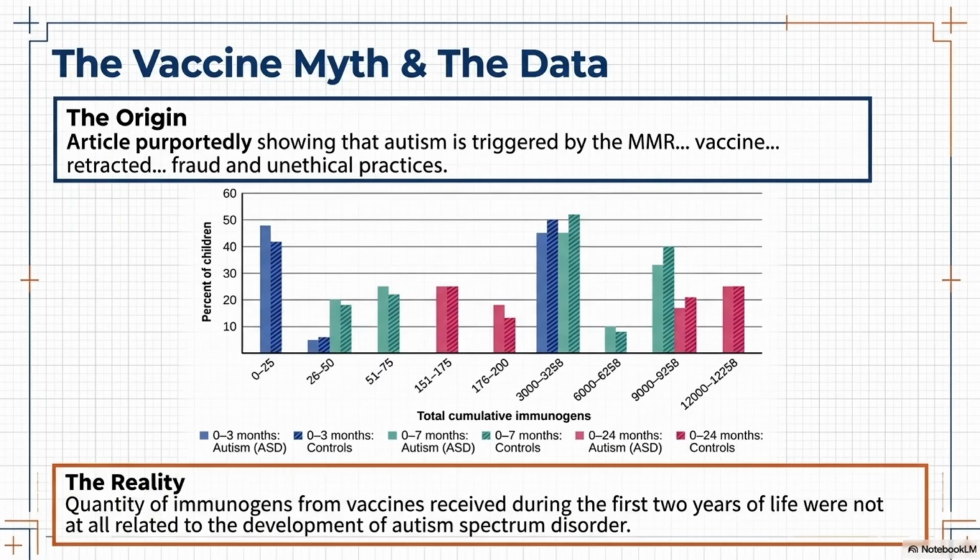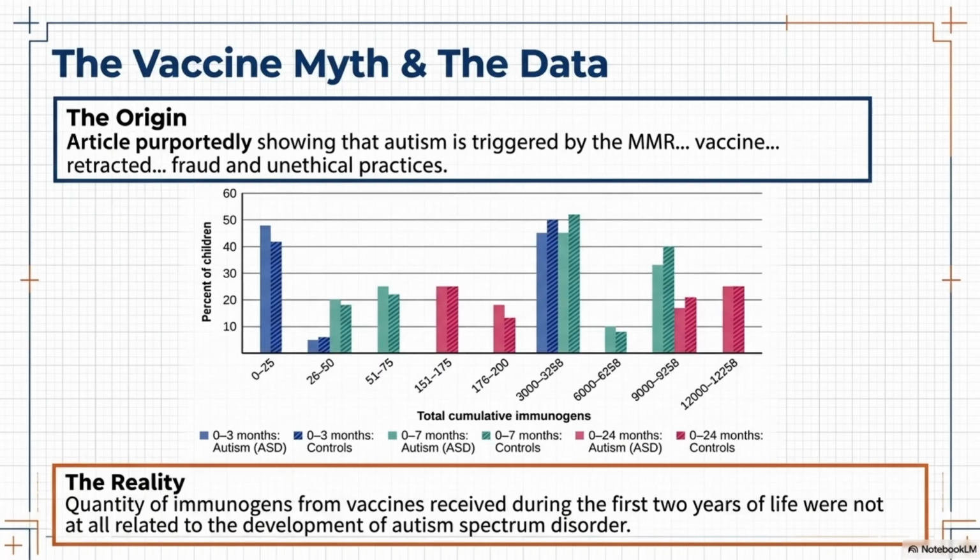Okay. So DiStefano's team analyzed the medical histories of 256 children with ASD and compared them to 752 control children without ASD. They meticulously calculated the total cumulative number of immunogens every single child received during their first 2 years of life. Why focus specifically on the first 2 years? Because that is the window when the childhood vaccination schedule is heaviest. And it's also the exact developmental window when the behavioral symptoms of autism typically begin to manifest.